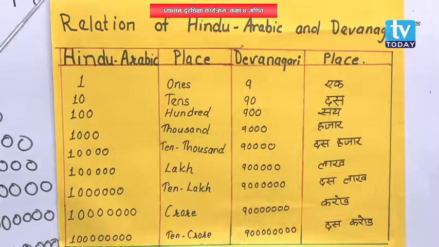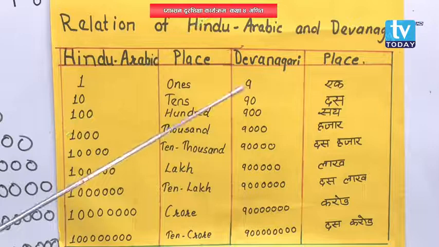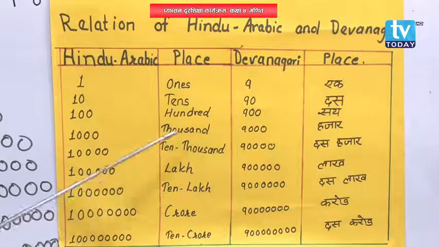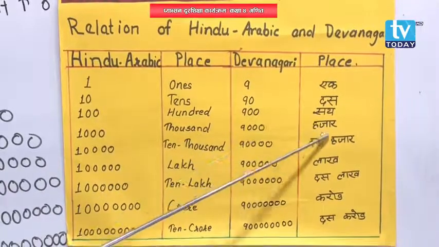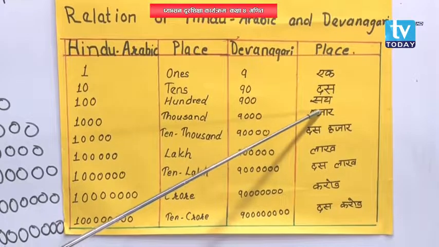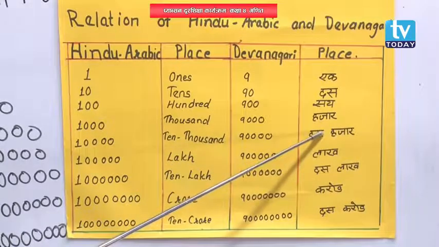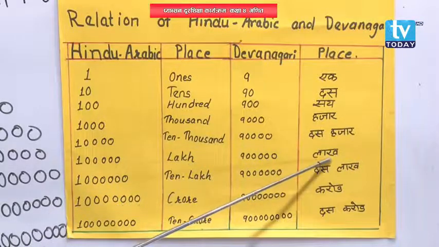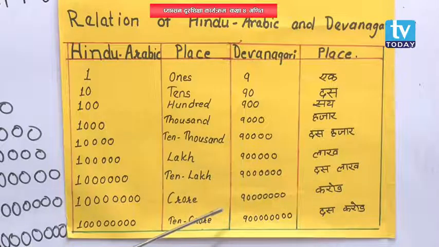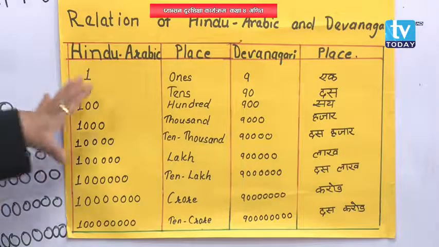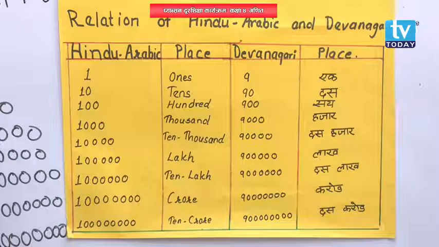We are separating Devanagari and Hindu Arabic numbers, so you have to be very careful while writing. If we want to write 1000 over here, then we have to write it in Nepali. 1000 is for hazar, 10,000 is 10,000, lakh is for lakh, 10 lakh, crore, and then 10 crore. I hope you can separate Hindu Arabic numbers and Devanagari numbers, right? I think you can easily identify it.